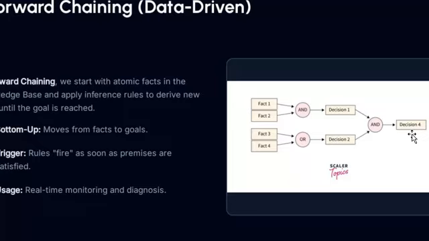So if we take the example, the road is wet, it is fact one. And fact two is that if the road is wet, then it has probably rained. So using this rule, the system concludes that it rained.